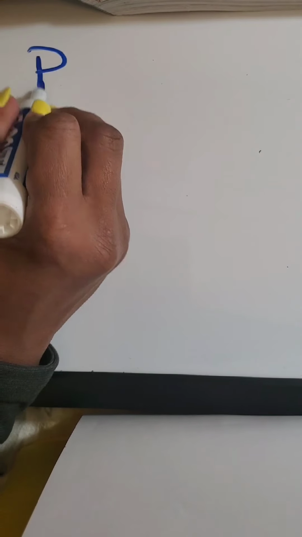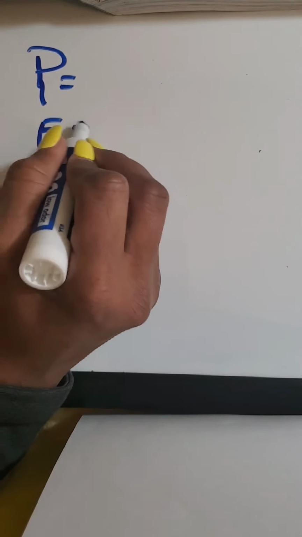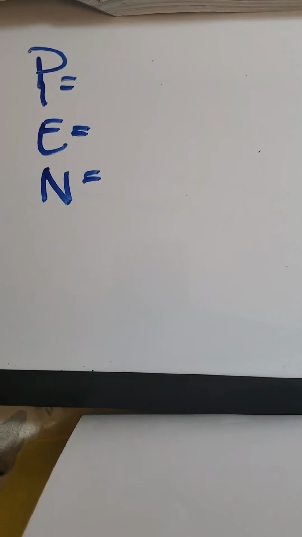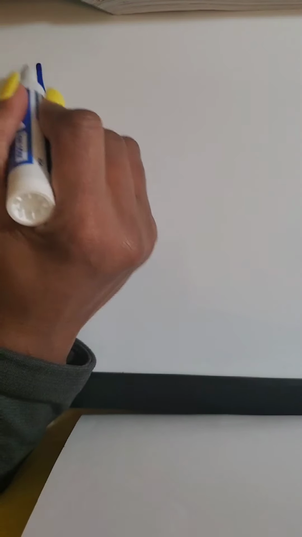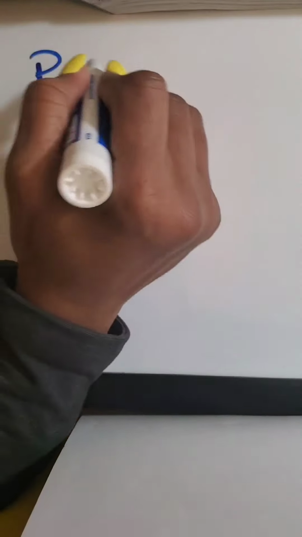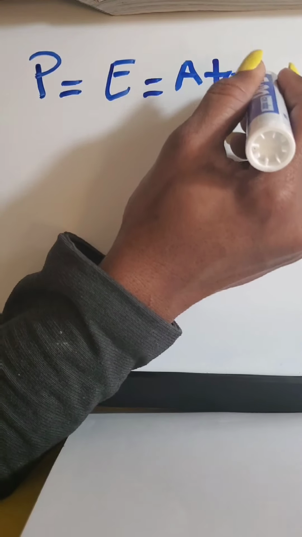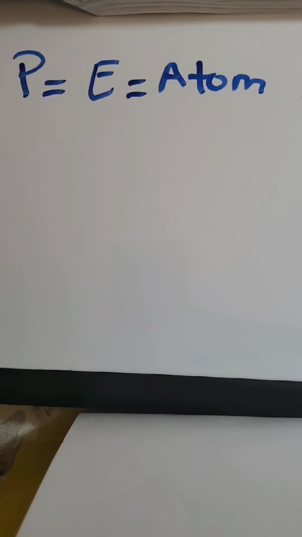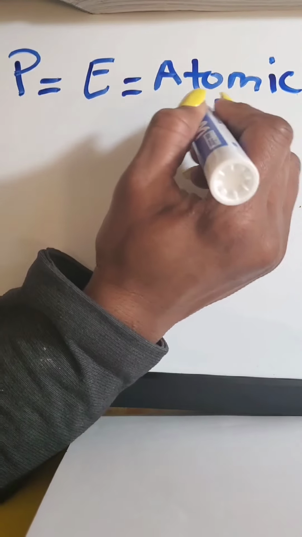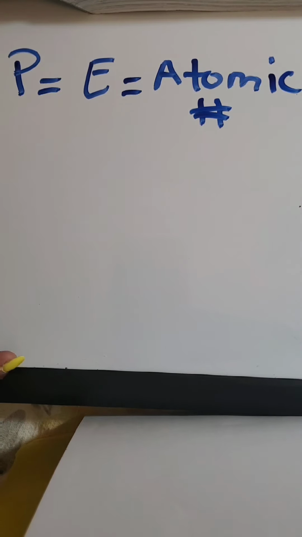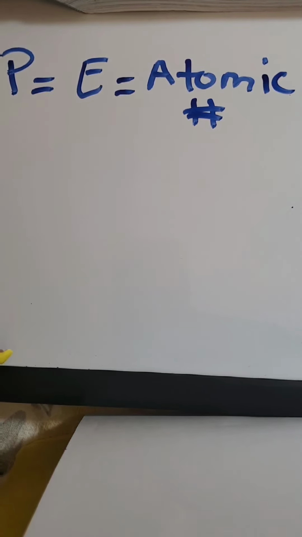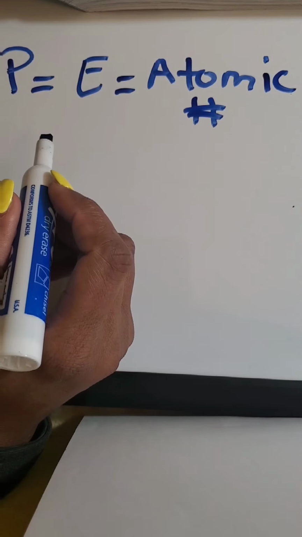Now there are some rules that we have to remember when we are looking at the periodic table and we want to do the structure. We have to remember the P is proton, E is electron, and the N is neutron. We also have to remember that the number of protons is always equal to the number of electrons, which is equal to the atomic number. So the proton, electron, and the atomic number are actually telling you the same thing. It's the same number.